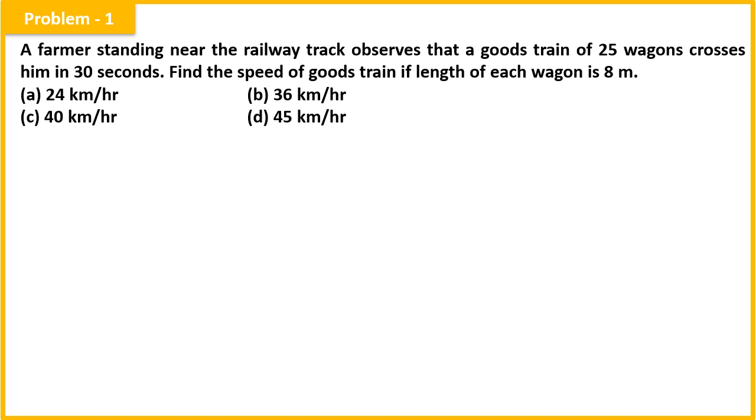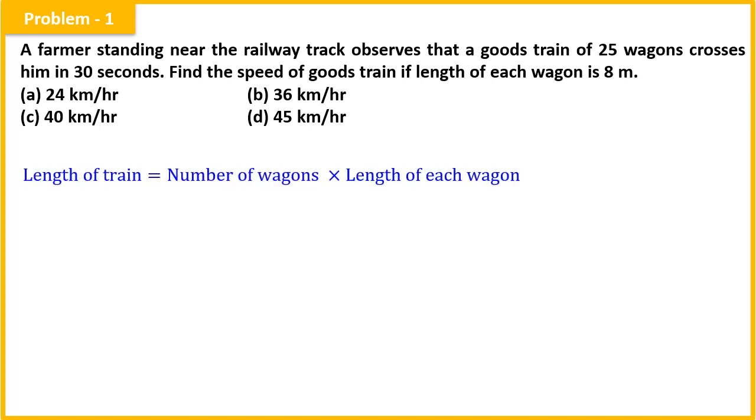Problem number 1. A farmer standing near the railway track observes that a goods train of 25 wagons crosses him in 30 seconds. Find the speed of the goods train if the length of each wagon is 8 meters. First of all, we should calculate the length of the train. It is equal to the number of wagons attached to it multiplied by the length of each wagon. There are 25 wagons and each wagon has a length of 8 meters. So the length of the train will be 25 multiplied by 8, which is equal to 200 meters.